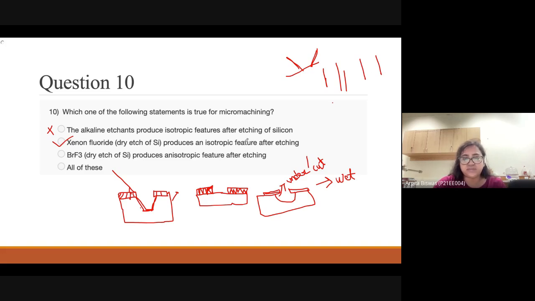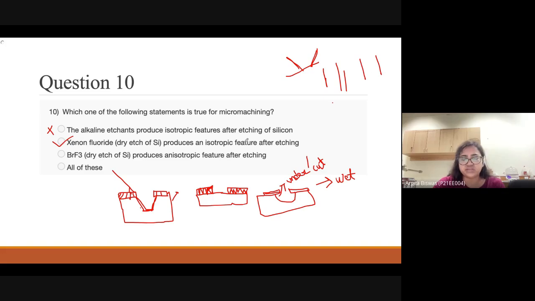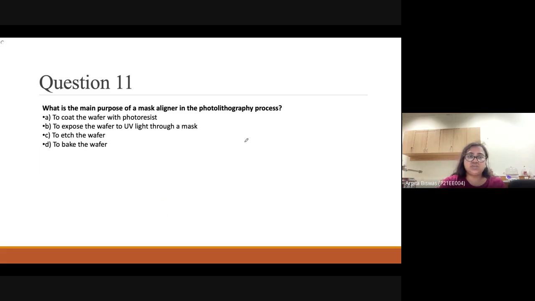Is this clear? Yes. Anisotropic, isotropic, dry etch, and wet etch. Okay, so this is question number 11. What is the main purpose of mask aligner in the lithography process? First option is to coat the wafer with photoresist. Second is to expose the wafer to UV light through a mask. The third option is to etch the wafer. The fourth option is to bake the wafer.